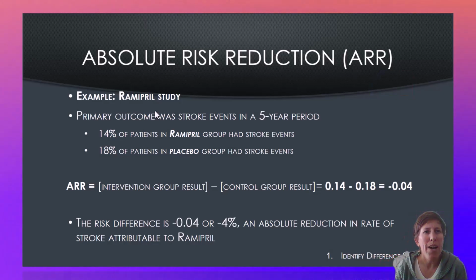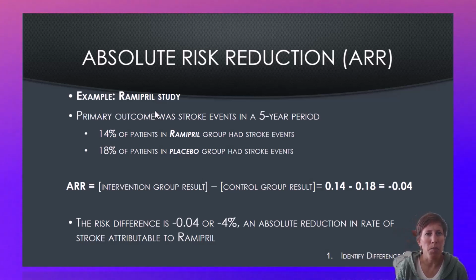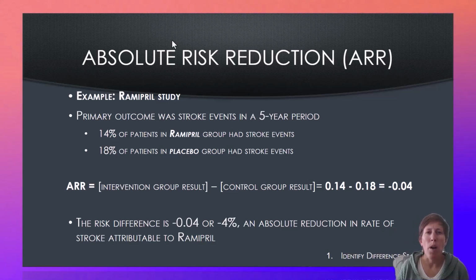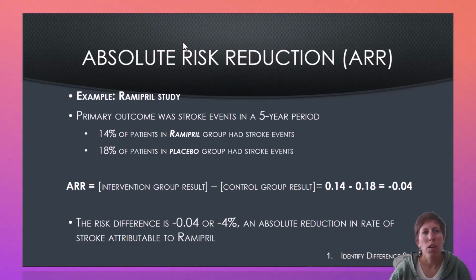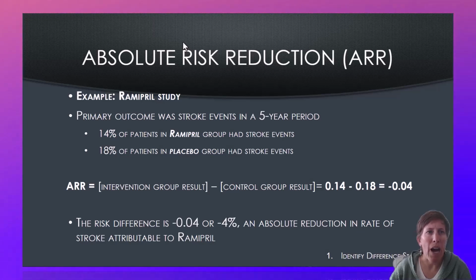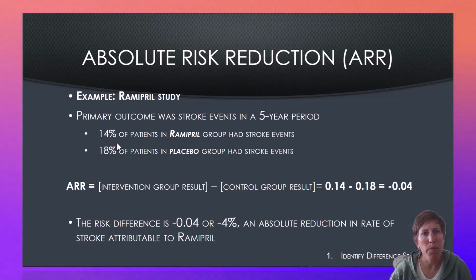Let's do another example of absolute risk reduction. The other study that we took a helicopter look at was this ramipril study. Ramipril is an ACE inhibitor, and here in this study we're looking at the effects of ramipril on cardiovascular events. Primary outcome was stroke events in a 5-year period. Our intervention group on ramipril, 14% of patients in the ramipril group had stroke events. 18% of patients in the placebo or control group had stroke events.